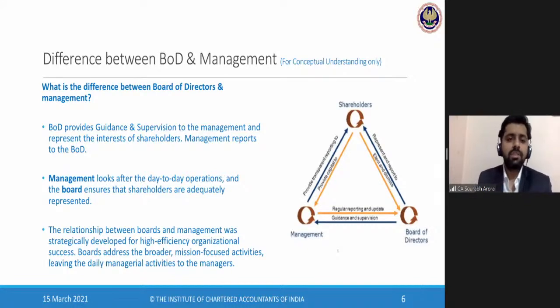Also, since management looks after the day-to-day operations, who looks after the strategic decisions, the mission statements, and whether the company is actually meeting its objectives or not? The board of directors oversees them. So the relationship between board and management was strategically developed for high-efficiency organizational success. Boards address the broader mission-focused activities, leaving the daily managerial activities to the managers only. And the board of directors again represent and report to shareholders, and shareholders in return elect and dismiss the board of directors. So this is a very important relationship, which should be understood for conceptual clarity at all times.